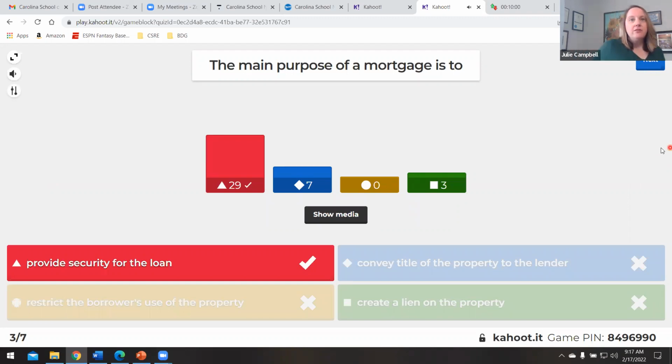Security for who? Security for the lender. It's the security that the lender has in the event of the borrower's default. It does create a lien on the property. It does, but that's not its main purpose. A mortgage's main goal is not to create a lien, it's to provide security for the loan. It's the collateral that the lender has in the event of the borrower's default. The deed, well, the promissory note, because the lender does have legal title, but the promissory note gives them that until that loan is paid off. Questions on this one?